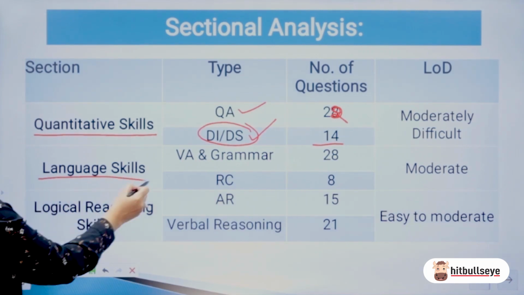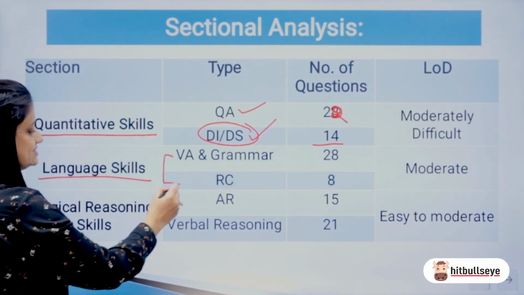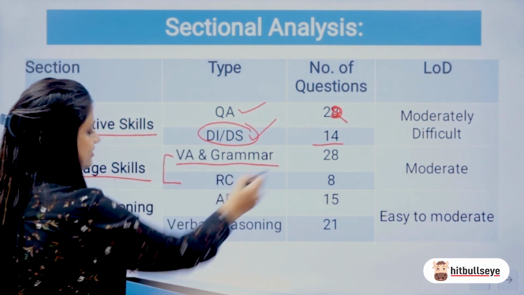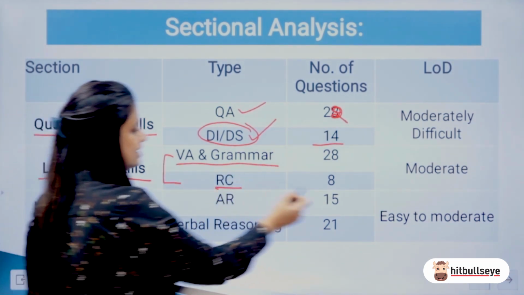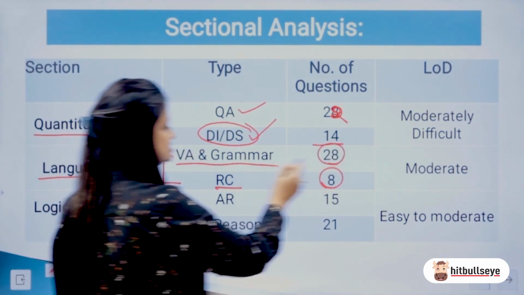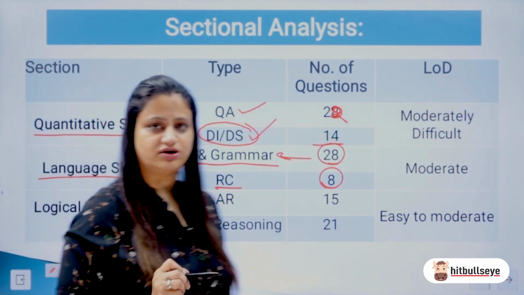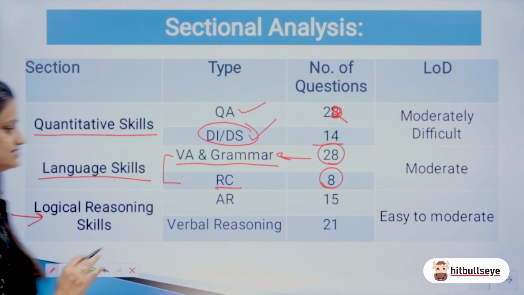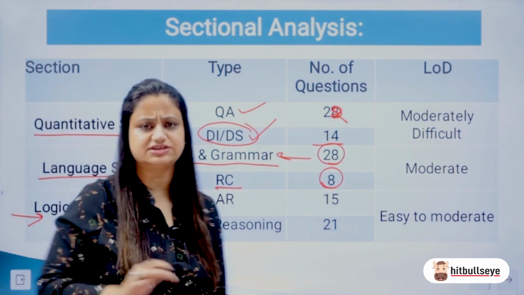Now let us come to language skill. We can segregate language skill into 2 sections: one is verbal ability and grammar, another one is RC. In RC, there were 2 paragraphs of 4 questions each, and 28 questions in this section, and the level was moderate. Now, if I come to logical reasoning skills, that section was very easy to moderate.